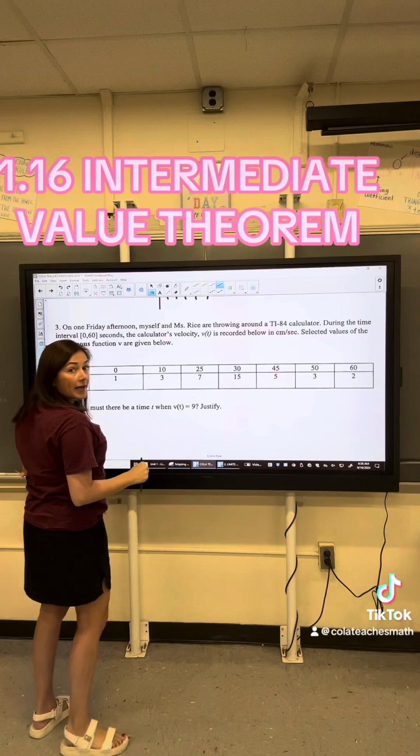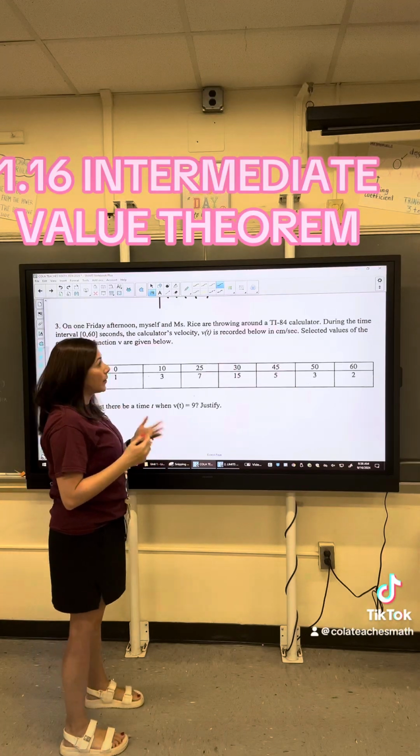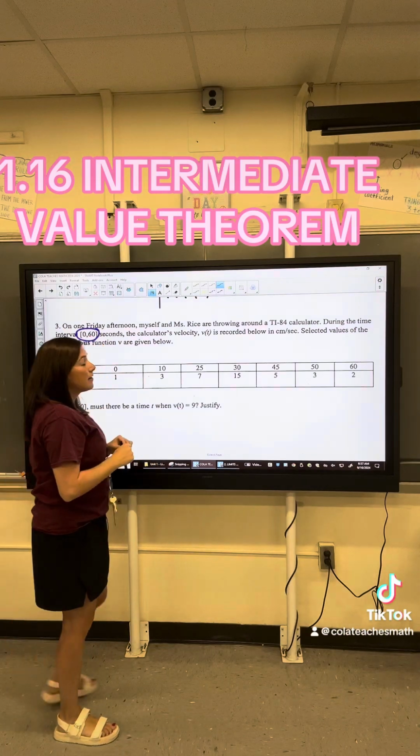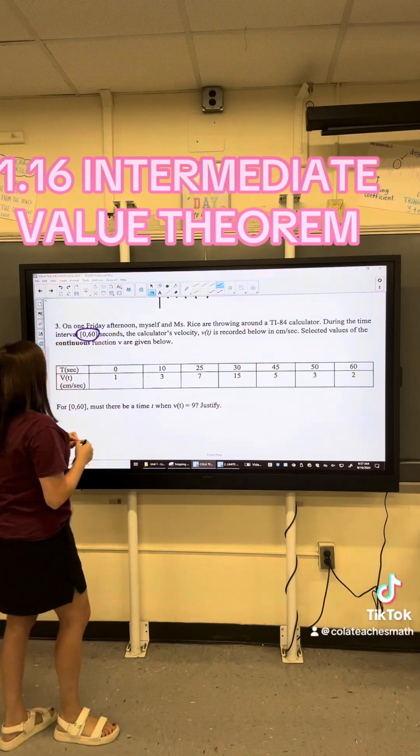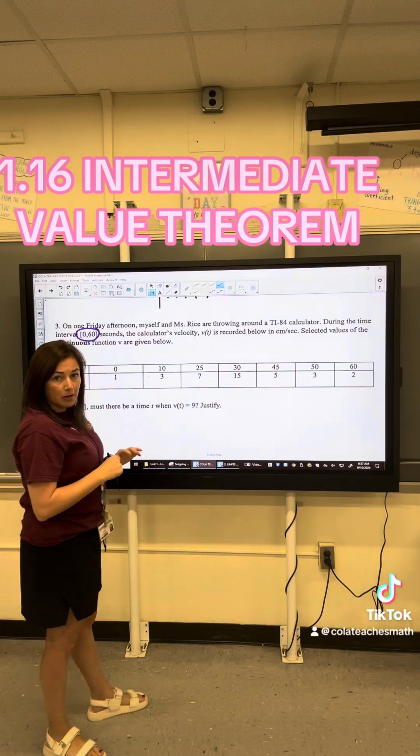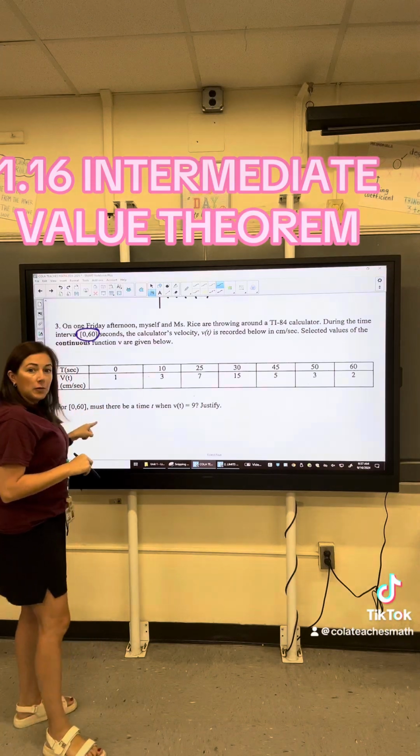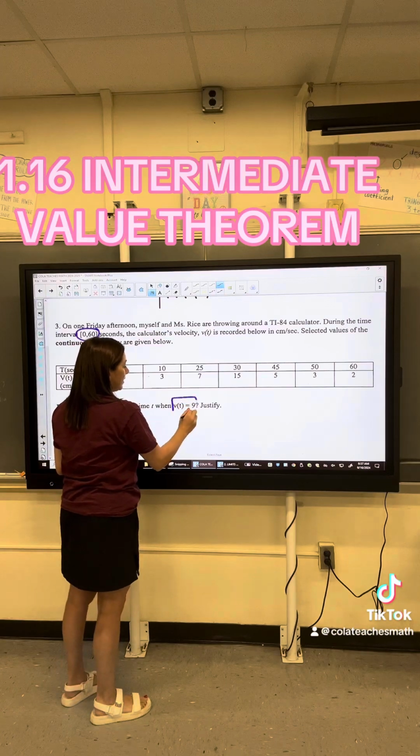So on one Friday afternoon, Miss Rice and I are throwing around a TI-84 calculator. During the time interval 0 to 60 seconds, the calculator's velocity is reported below. Selected values of the continuous function are given below. So we got a table IVT question here. Between 0 and 60, must there be a time t when the velocity is equal to 9?